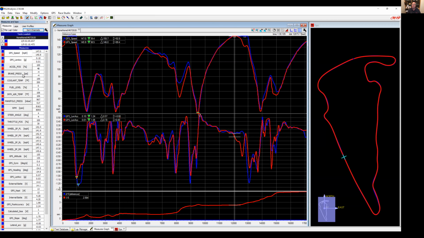Then if we really want to push it, we can add throttle position, we can add brake pressure. And I do encourage people that have this information to add it, but don't start with this screen. Start with the speed and the time compare.